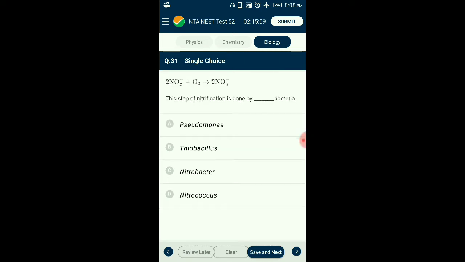Question number 31. Step of nitrification is done by dash bacteria. The process of conversion of nitrogen to ammonia is termed nitrogen fixation. Most of the ammonia is converted to nitrate by soil bacteria, where ammonia is first oxidized to nitrite by the bacteria Nitrosomonas or Nitrococcus. The nitrite is further oxidized to nitrate with the help of Nitrobacter. These steps are called nitrification, and the nitrifying bacteria are called chemoautotrophs. So the answer is option C, Nitrobacter.